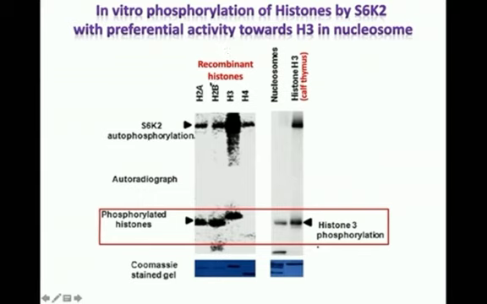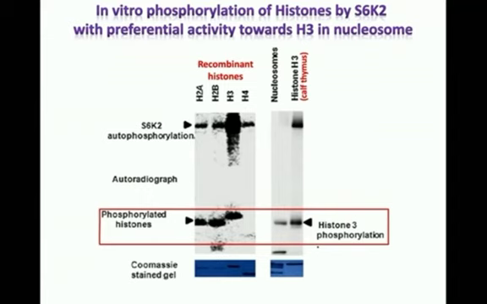We used recombinant histones, and you can see that once incubated with S6K2, it can phosphorylate histone 3, it can phosphorylate histone 2B, it can phosphorylate histone 2A. So what if we used histone 3 alone? We extracted this histone 3 from calf thymus, and we also use nucleosome as a substrate. What's the difference between the nucleosome and the histone 3?